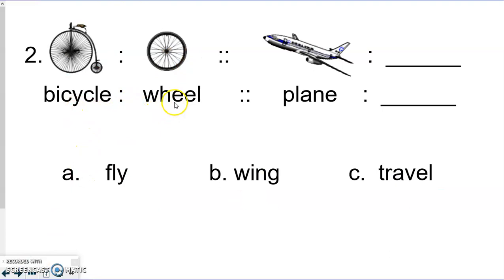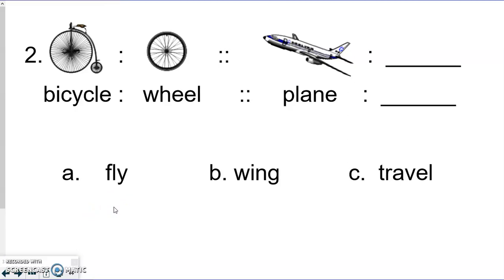Bicycle is to wheel. So let's think about it and decide what the relationship is. Is it whole to parts or parts to whole? The relationship here is whole to parts. Bicycle is the whole, wheel is the part. So I can verbalize this, turn it into a sentence. I could say a bicycle has a wheel, whole to parts. All right, so if bicycle is to wheel, then plane is to blank. So let's think about this. A bicycle has a wheel and a plane has a blank.